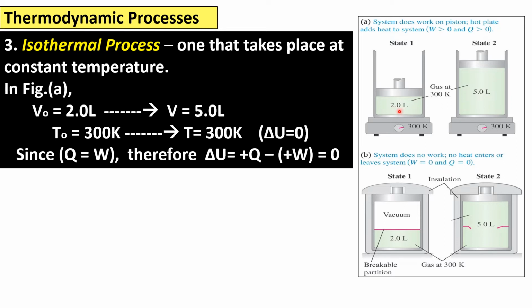Now, because of the expansion of the gas, it is doing work on its surroundings, such as the piston. So there is positive work done, and then there is heat being absorbed by the system. So both W and Q are positive. That is what is illustrated in A. Both work and heat are positive, but the temperature is kept constant.